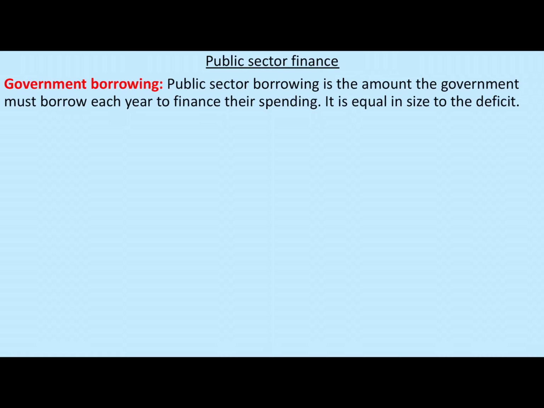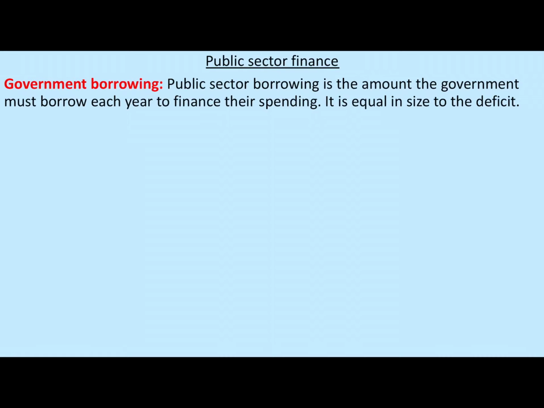So, first to understand, we need to know what government borrowing is. What is meant by government borrowing? Public sector borrowing, so by public sector we mean the government, is the amount the government must borrow each year to finance their spending. It is equal to the size of the deficit.